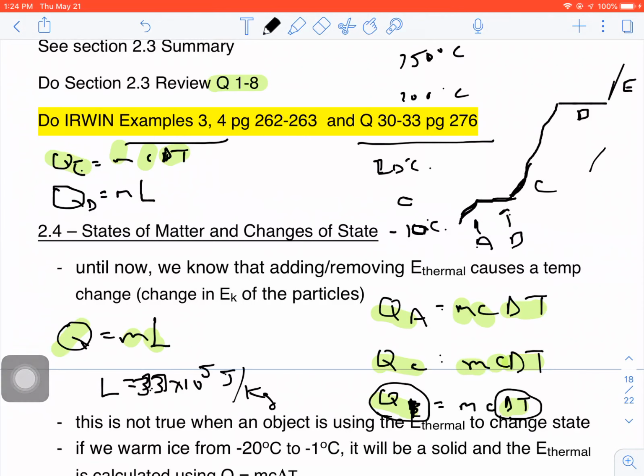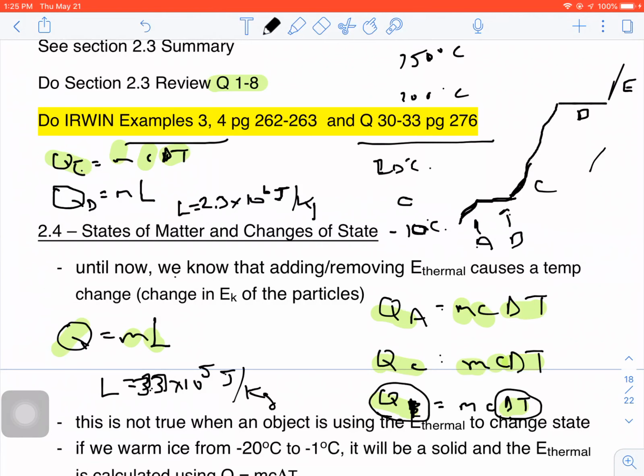Now I've got a little bit of a curveball here, right? The L value for water turning into steam is not the same 3.3 times 10 to the 5 joules per kilogram. I have a new L value that I have to use here, and again, it's in the textbook. It is 2.3 times 10 to the power of 6 joules per kilogram.